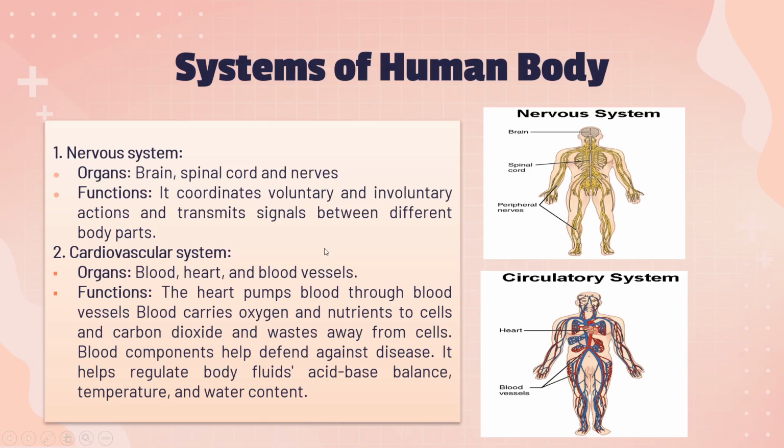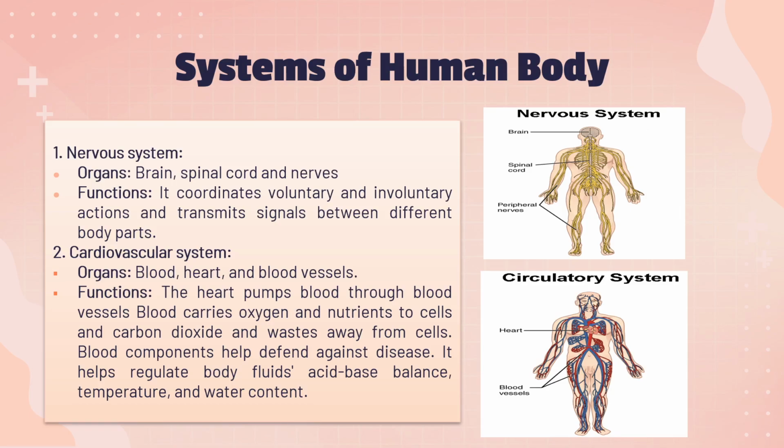Then cardiovascular system. What are the organs? Blood, then heart and blood vessels are the organs of the cardiovascular system. Okay, and as we know, what is the function of the cardiovascular system? Pumping of blood. The heart pumps the blood through the blood vessels, and then blood contains oxygen, right? Blood contains RBCs, which carry oxygen and nutrients. Okay, so blood carries oxygen and nutrients to the cells, and there the blood exchanges the oxygen with carbon dioxide, and then brings the carbon dioxide rich blood to the heart. Okay, this is the function of blood.